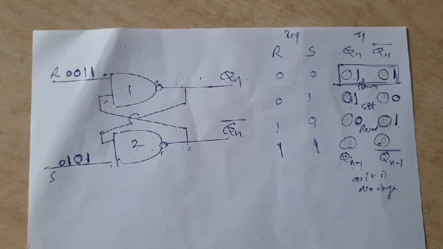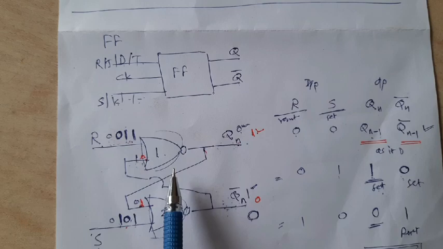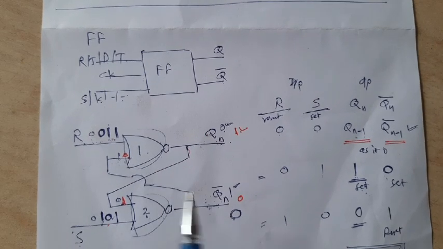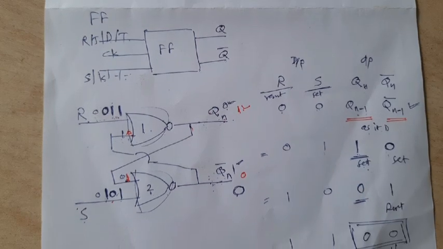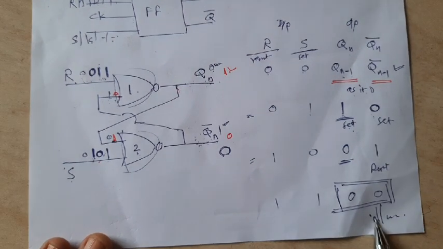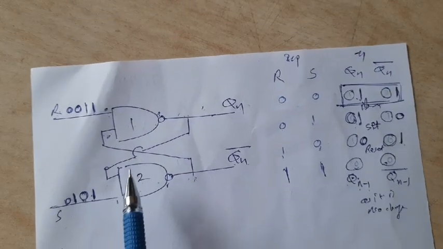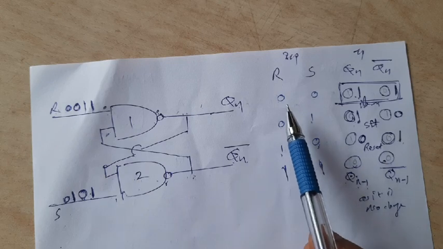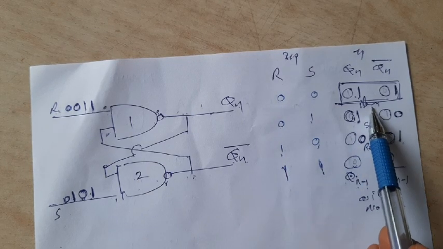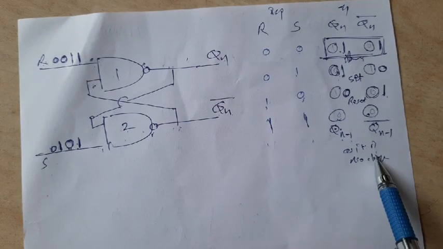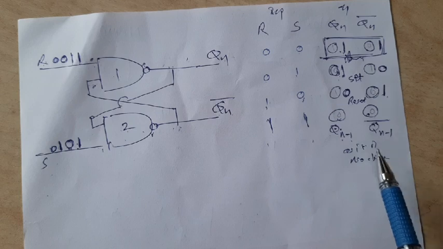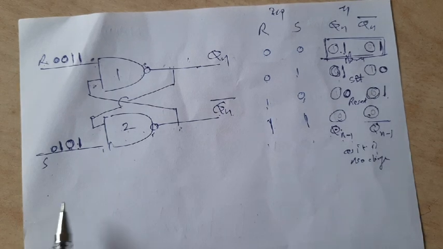Right? Now if I compare this truth table with the truth table of the flip-flop using NOR gate, in case of NOR gate, R0 S0 is the as-it-is or no change state, and R1 S1 is the illegal or forbidden state, whereas in case of the RS flip-flop using NAND gate, R0 S0 is the forbidden or invalid state, and R1 S1 is the no change or as-it-is state. This is about the flip-flop using NAND gate. Thank you.